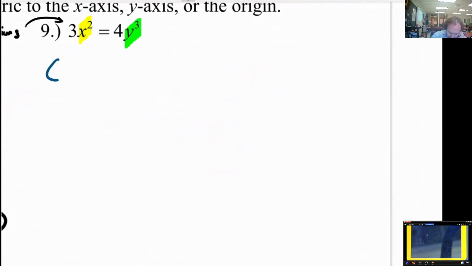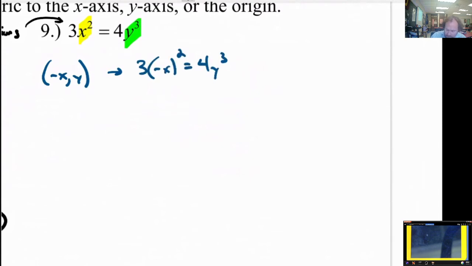So let's think about, for example, x, negative y. Let's start with the x-axis. Negative x, y. This is going to work. You can tell that right now, because we'll get 3 times negative x squared equals 4y to the 3rd. That's the original equation.